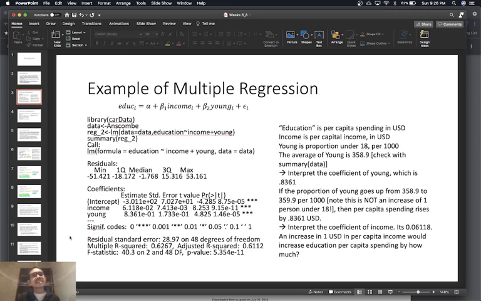So we discussed this in class before. Here's an example of multiple regression. So here you've got education now as a function of income and of young, right? The number of young people in each state, right? So again, this is the Anscombe data set.